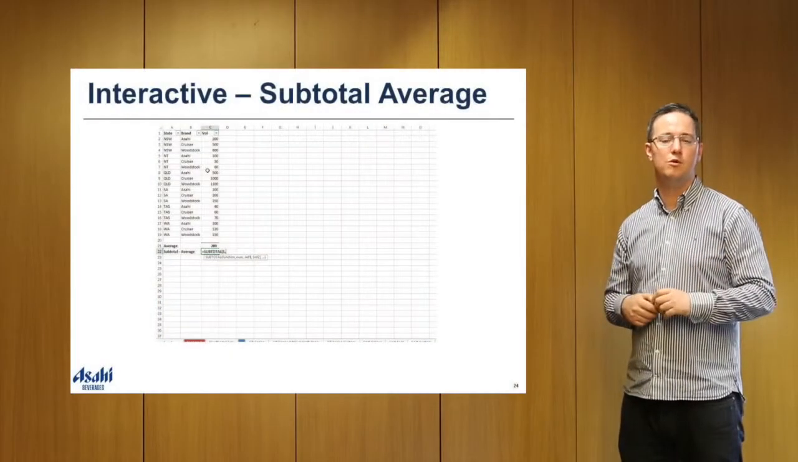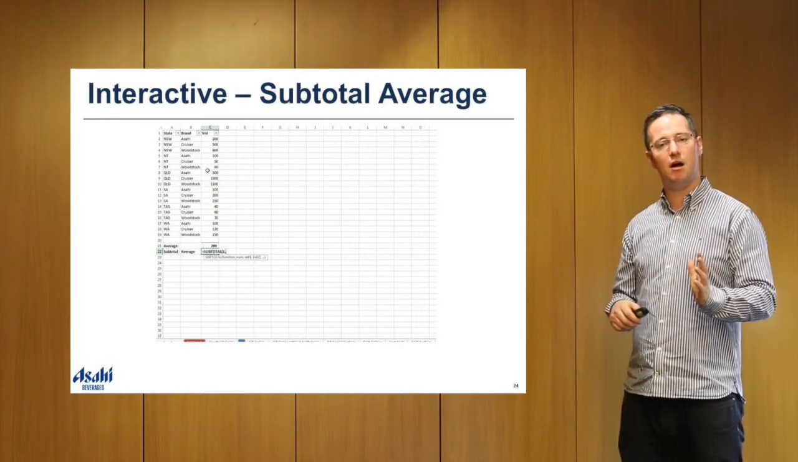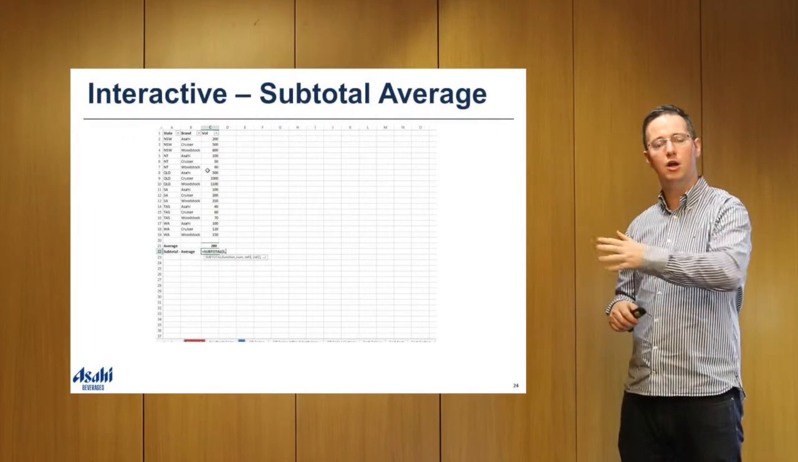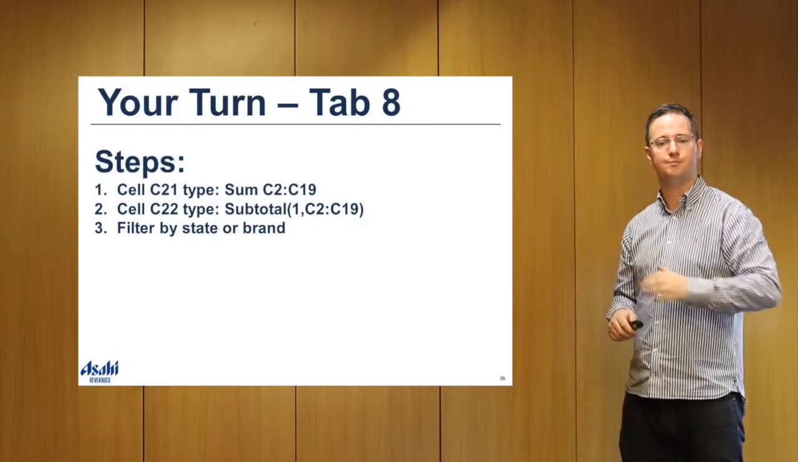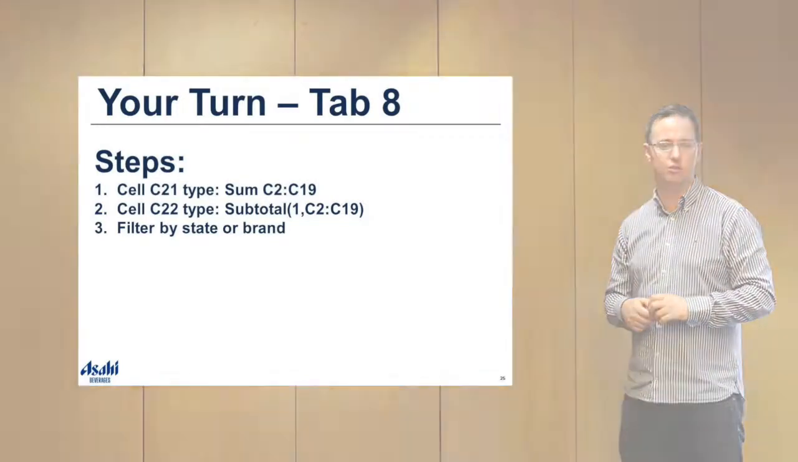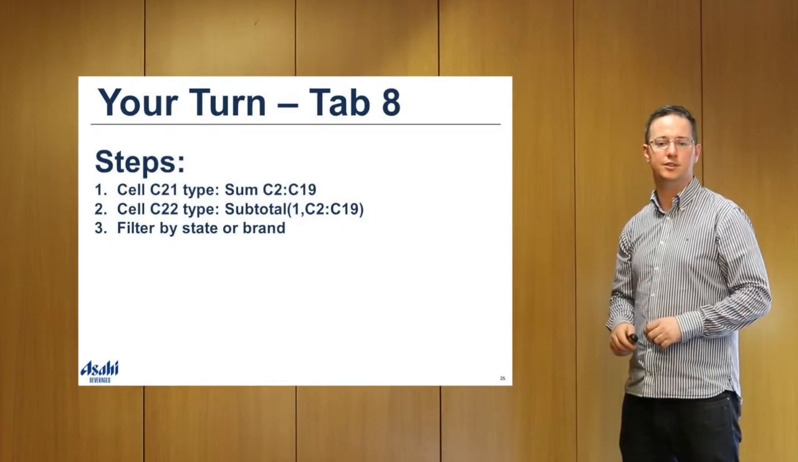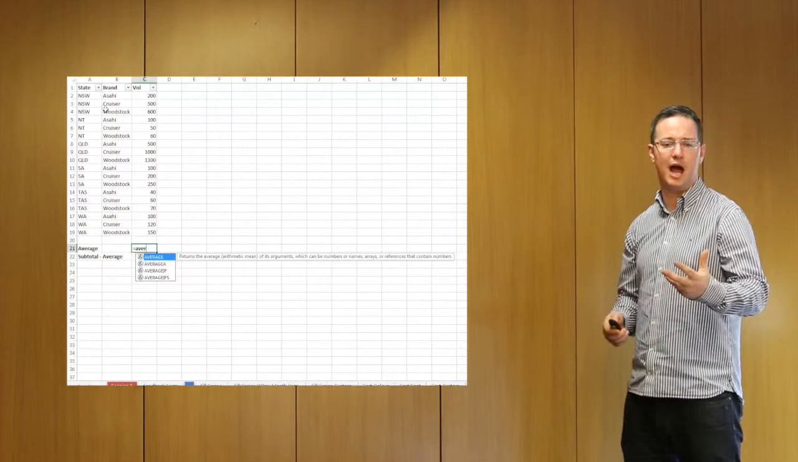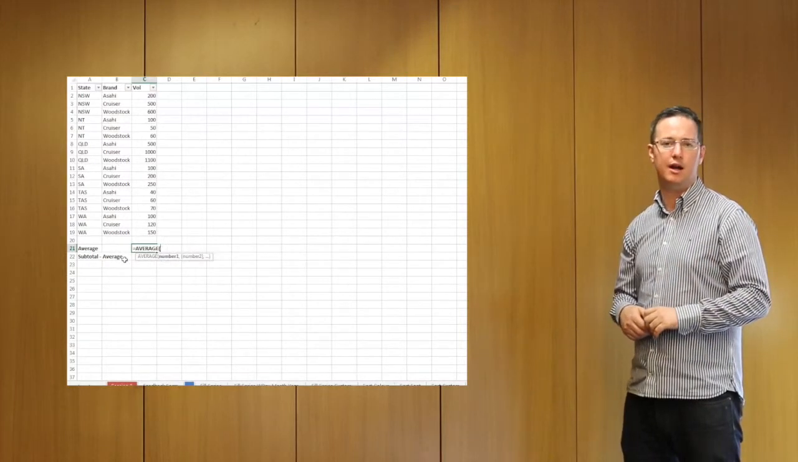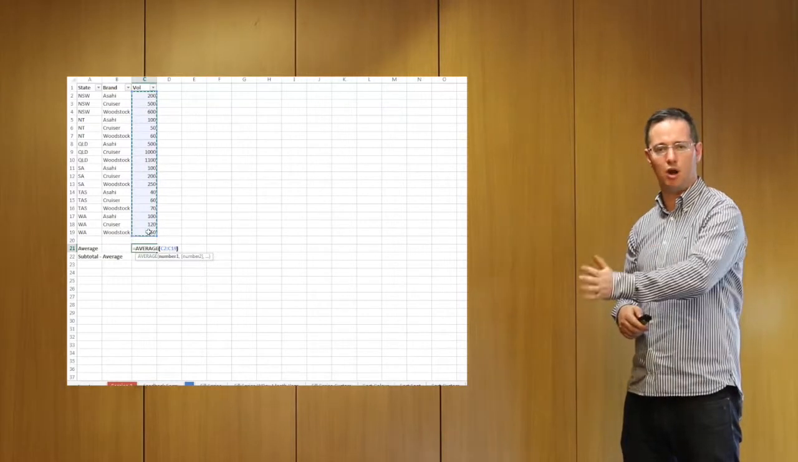So next we're going to move on to subtotals, but this time using average. So instead of typing subtotal 9, we'll type subtotal 1. So that's your turn now on tab 8, and we'll come back and watch the video solution. So now let's look at the solution to subtotal by average. So once again we'll put in average the normal way and highlight our data. And we'll move on and use subtotal typing 1.